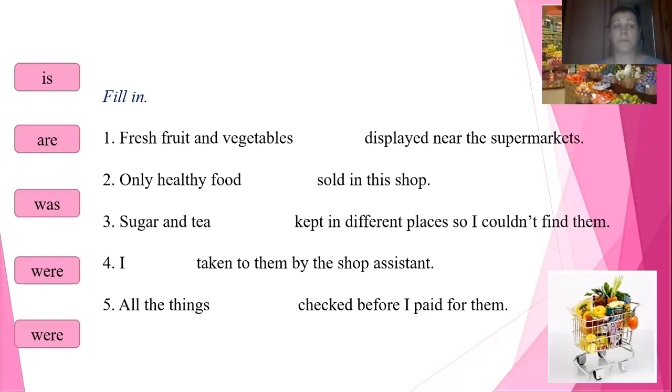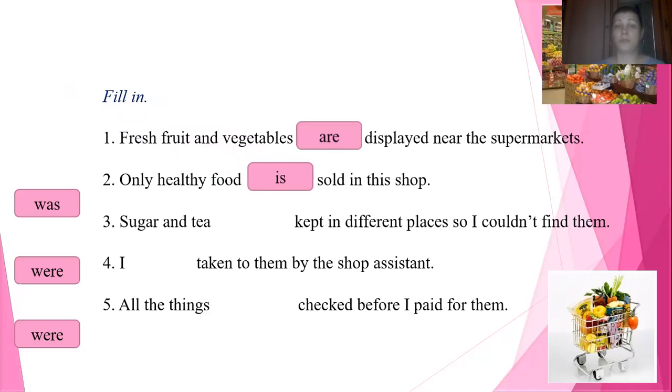Now, fill in the forms of the verb to be. Be very attentive. You have to use them in present or past. So, the first sentence. Fresh fruit and vegetables displayed near the supermarkets. Your choice? Right you are. Fresh fruit and vegetables are displayed near the supermarkets. Only healthy food sold in this shop. Think a little and make your choice. Only healthy food is sold in this shop.